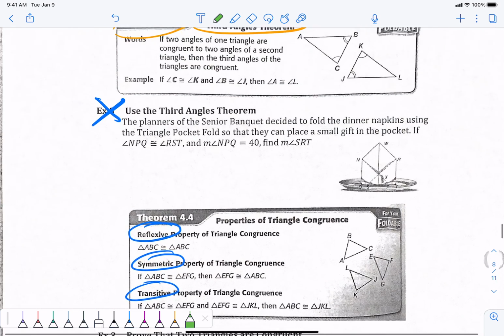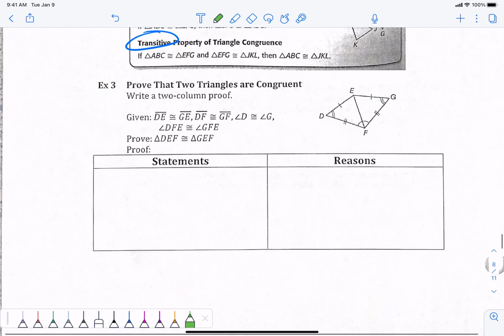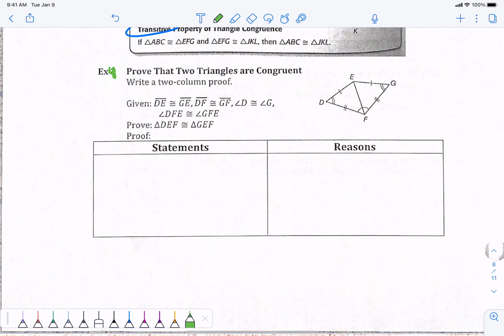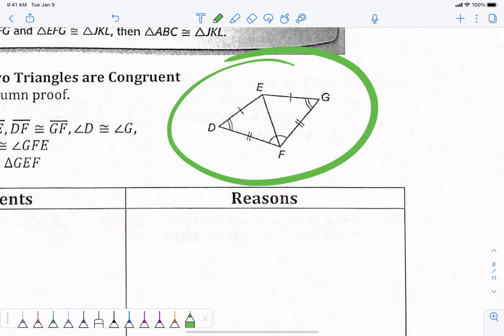Let's do a proof. We're going to skip example 2, example 3, whatever that last example was. So this is technically example 4. All right, so here we have a proof. What we're trying to do in this diagram is prove that this triangle is exactly the same shape as this one, same size, same shape, that they are congruent, okay?